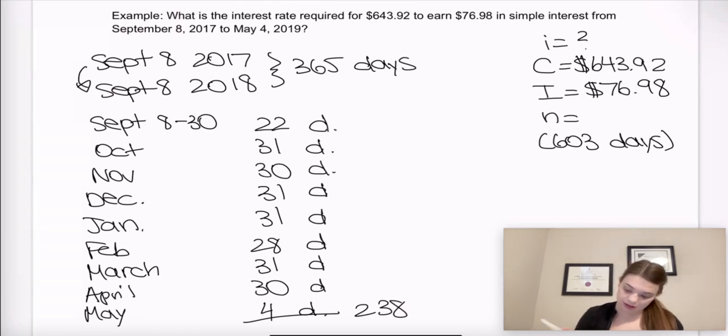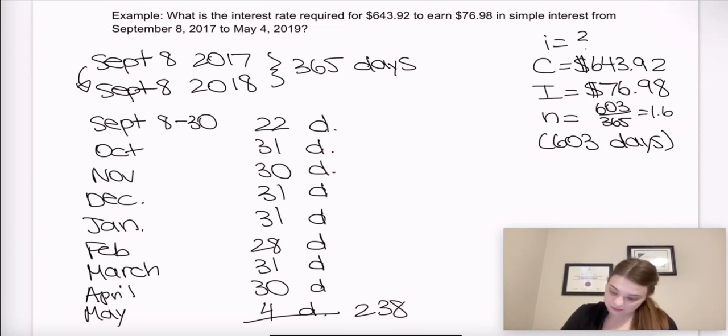So 603 divided by 365 to get how many years that is. We know it's a year and a bit, so we're expecting 1 point something. It's 1.652 years. And so that's going to be our value for the number of periods here.